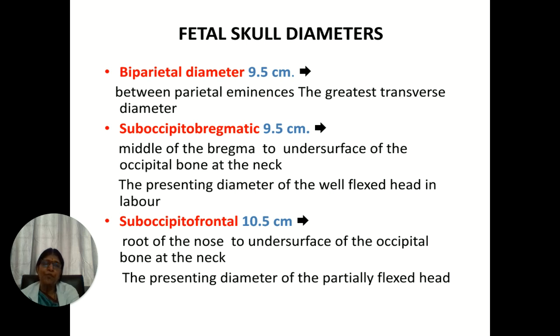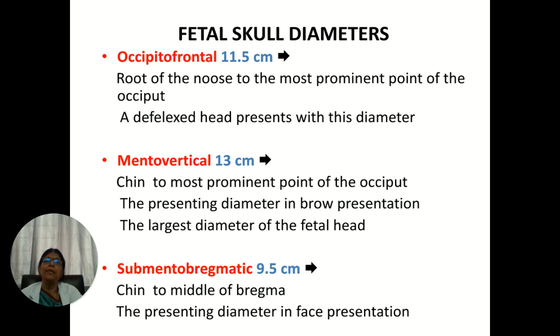Whereas the suboccipitofrontal diameter is from the root of the nose to the undersurface of the occipital bone, and this is presented whenever there is a partial deflexion of the head. The biparietal diameter is a transverse diameter which lies between the parietal eminences, and it is the greatest transverse diameter. So among the longitudinal diameters, we have enumerated the suboccipitobregmatic and the suboccipitofrontal.